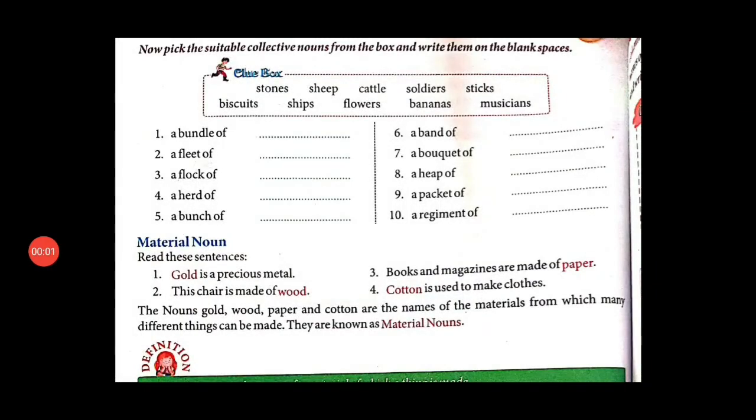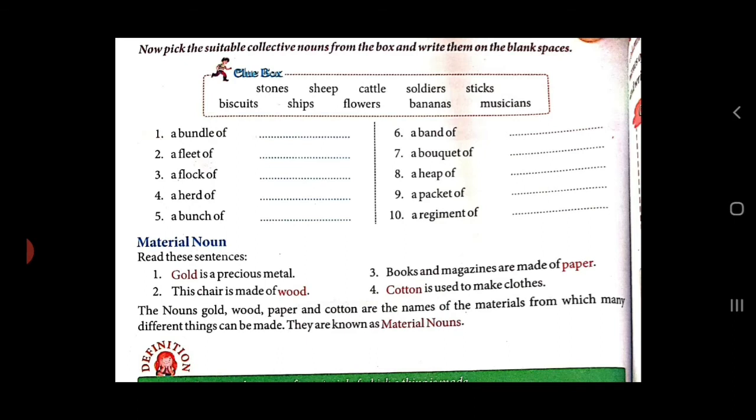In the next page, children, page number 20, an exercise again is given to you at the top related with collective nouns. Now what you have to do, one example I'll give you. First of all, let us read the instructions given. Now pick the suitable collective nouns from the box and write them on the blank spaces. Now the first one is a bundle of dash.